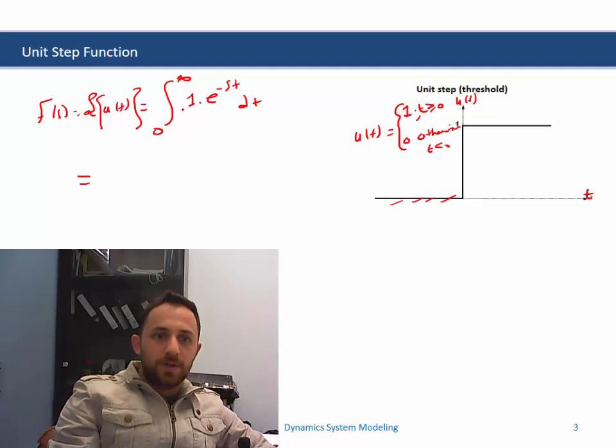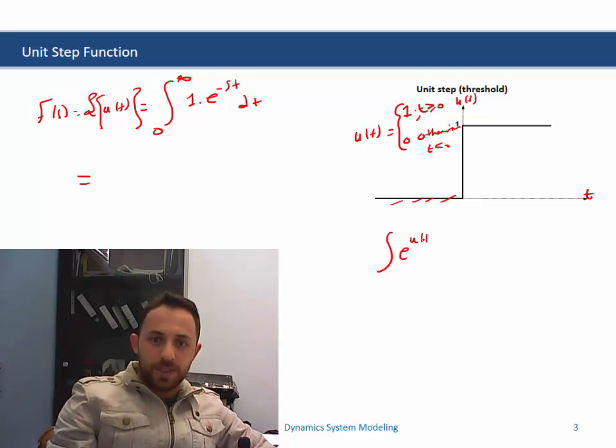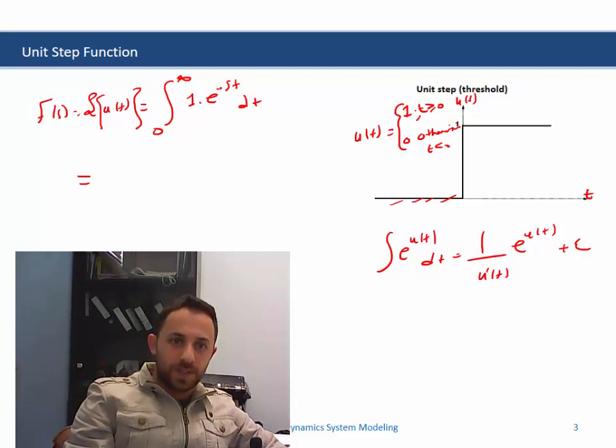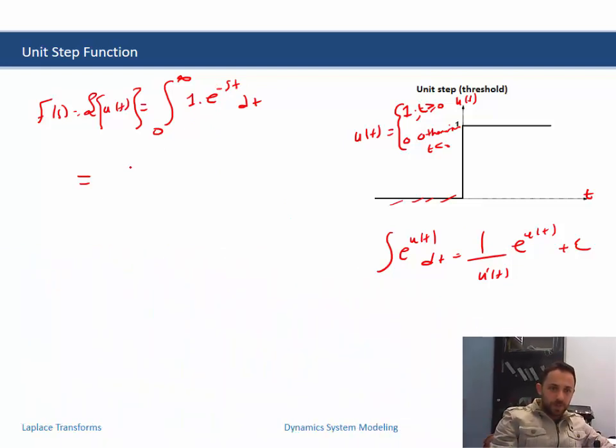So the integral of e to the power minus s t: in general, the integral of e to the power u t dt is 1 over u prime, e to the power u t, plus some constant c. So the integral of e to the power minus s t is 1 over the derivative of this part, which is minus s, times e to the power minus s t, bounded between the time 0 and infinity.